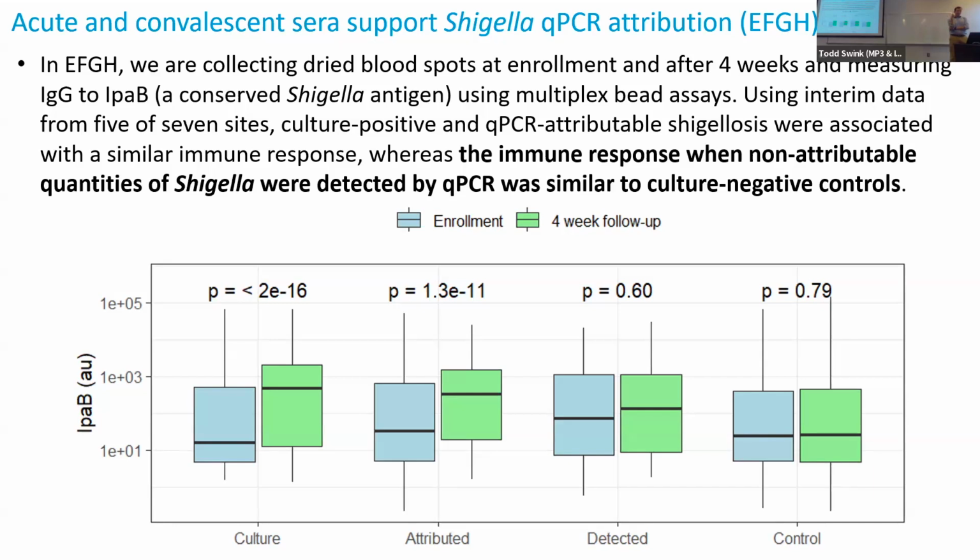We then classified all of the samples as Shigella culture positive; attributed, which means culture was negative but we thought by PCR it met our quantitative cutoff; detected, which means we detected Shigella but it didn't meet the cutoff, so we think there's a little bit of Shigella there but can't say that it's the cause; and controls, where there was no Shigella detected by any method. This shows the difference in the IpaB antibody distribution between samples in those 4 categories. You can already see a clear shift from enrollment to 4 weeks, just when you should see a peak IgG response, in the culture positive and the PCR attributable, and very little difference in those additional detections. That was really nice to see.